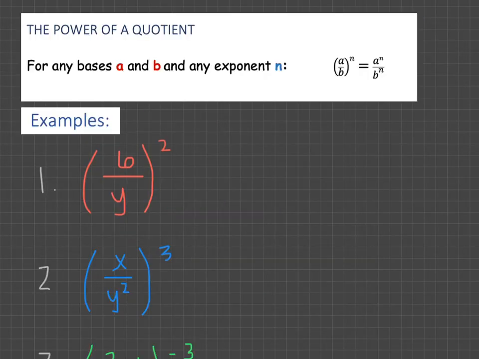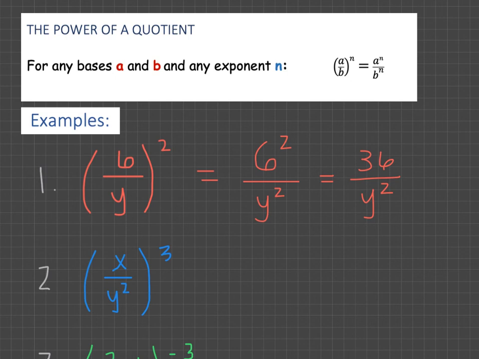This is our last rule for exponents. Any two bases a and b, if they are in a fraction, a over b, and then has an exponent applied to that entire fraction, this rule says that we can apply that exponent to the numerator and to the denominator. Let's look at some examples. First of all, we've got 6 over y, fraction inside parentheses, and it has an exponent of 2. So we're going to apply that exponent of 2 to the numerator, so we get 6 squared, and apply it to the denominator, which is y squared. Simplifying 6 squared is 36, so we get 36 over y squared.